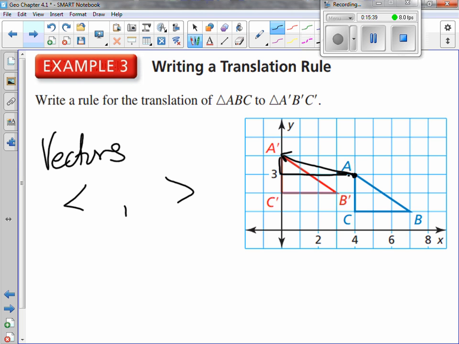So from here, we went over 1, 2, 3, 4 spots, yes? So our horizontal movement along the x would be 4. Now, would it be positive or negative? Negative, because we're moving to the left. And then where do we go from here? We went up 1. And the 1 would be positive because we're going up. And that's it. We wrote a rule for it.